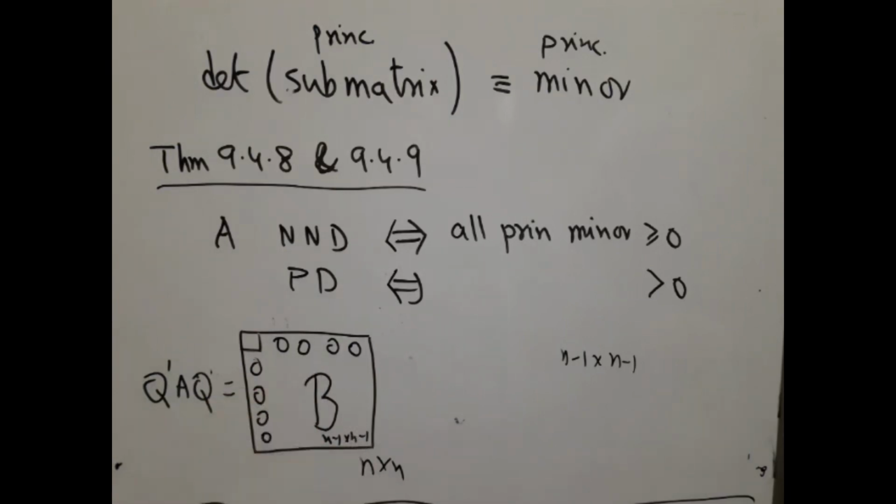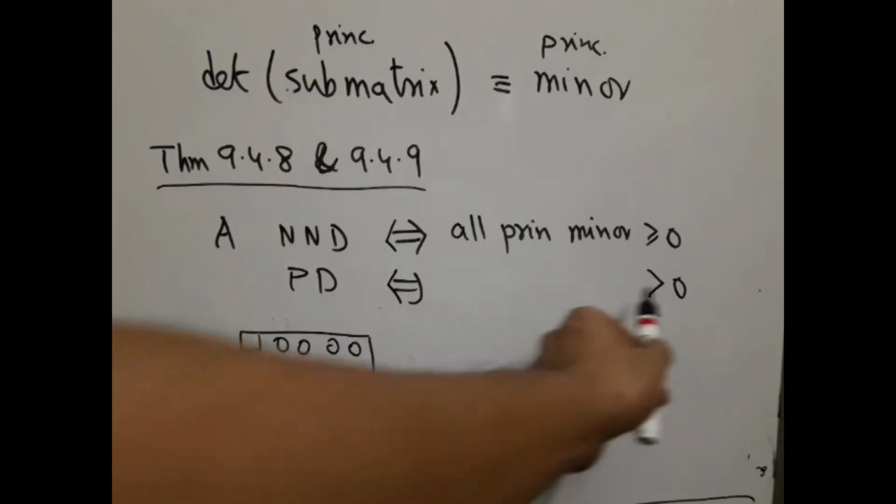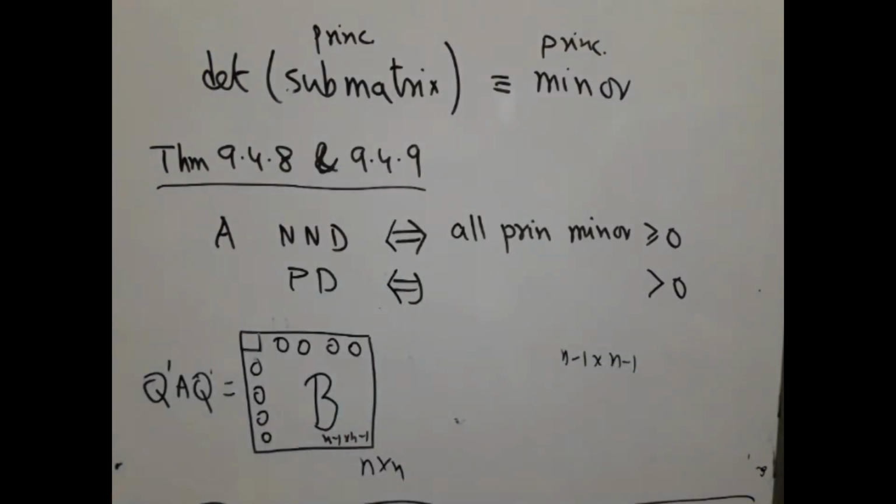I want to apply my induction hypothesis to B. So I have to make sure that B satisfies this condition: all principal minors of B are strictly positive. Now that is pretty straightforward, because the principal minors here continue to have the same sign as the original, because you can see all that I have multiplied. If I take the determinant of anything here, I'll basically multiply this with the square of the determinant of Q, which is a strictly positive number.